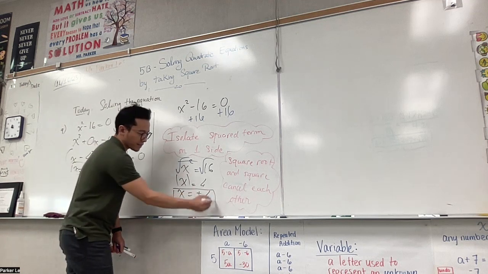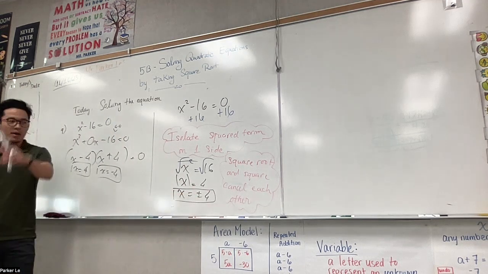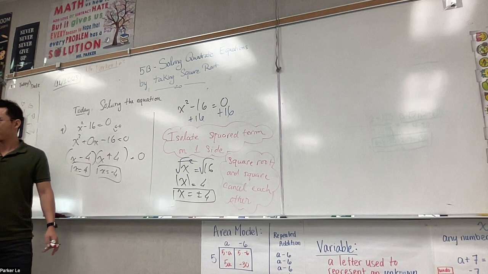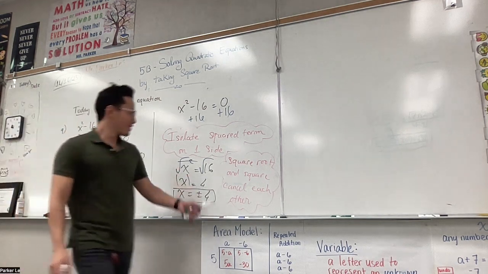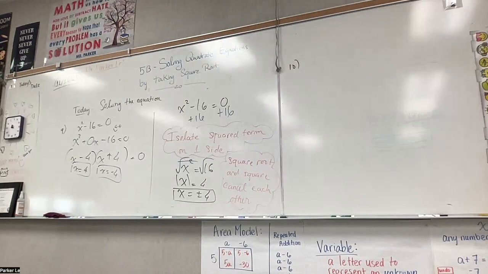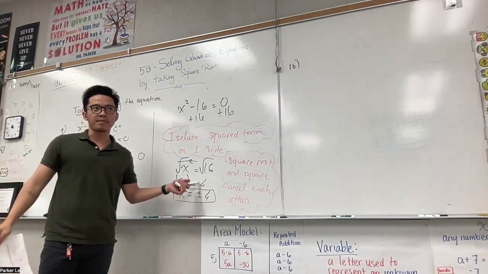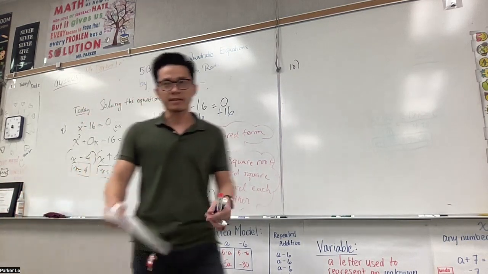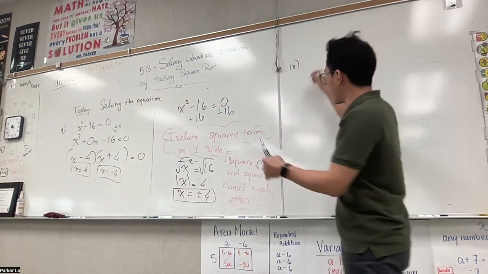Okay, one more for Abraham. So you can write it like this, and you say plus minus, okay? Not positive negative. Say plus minus. That's how mathematicians say it.